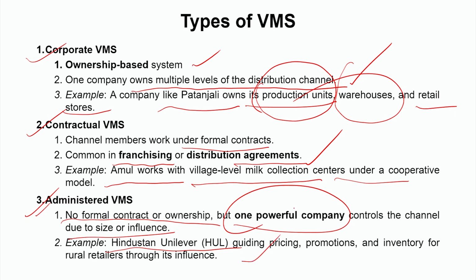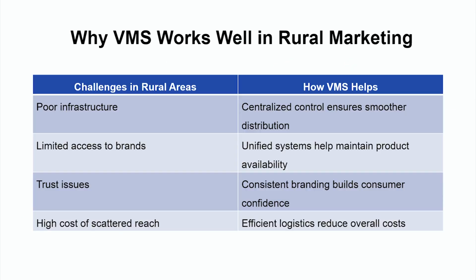So it is the price. What will be the promotion strategy? It is a promotion and the inventory for rural retailers through its influence. And we can say that the presence of HUL products, especially in the FMCG sector, is abundant in the rural stores and market. We will make a comparative study here, looking at what the challenges are and how the VMS helps in meeting these challenges.